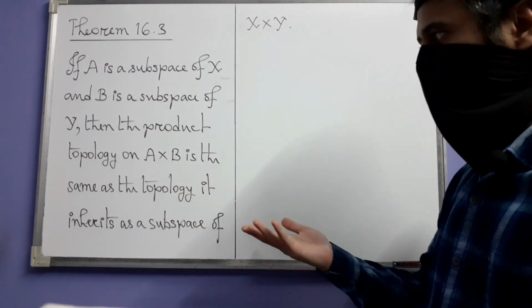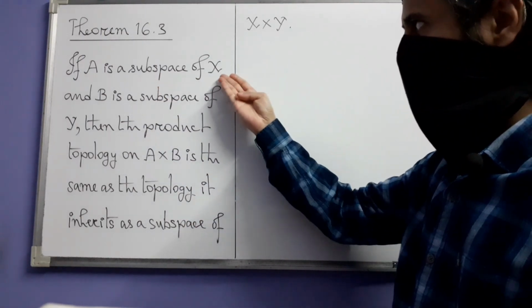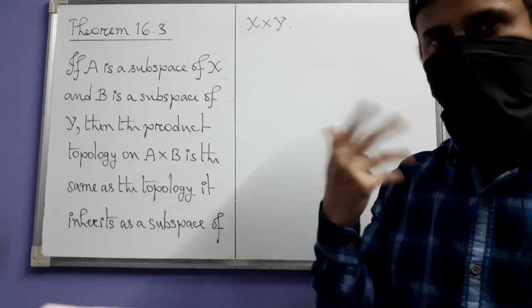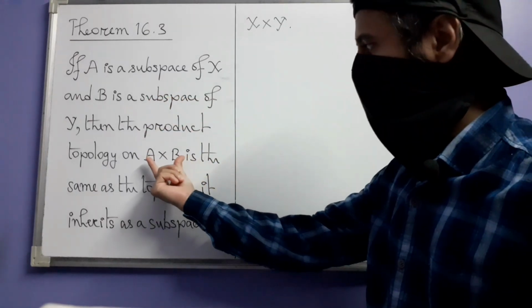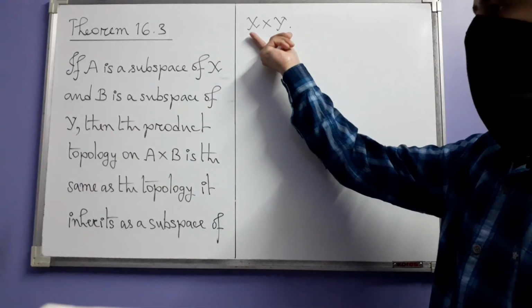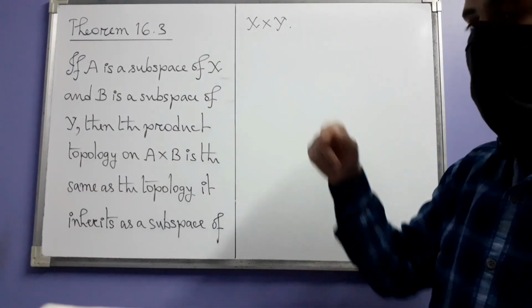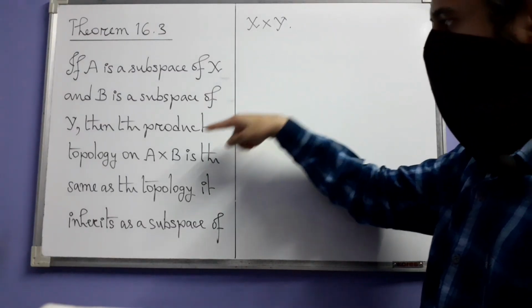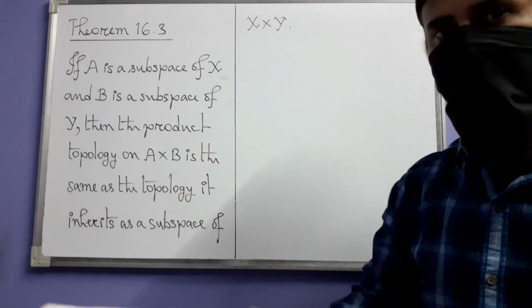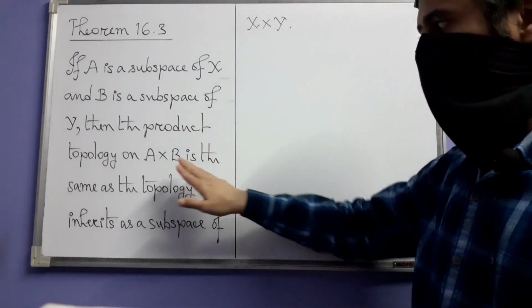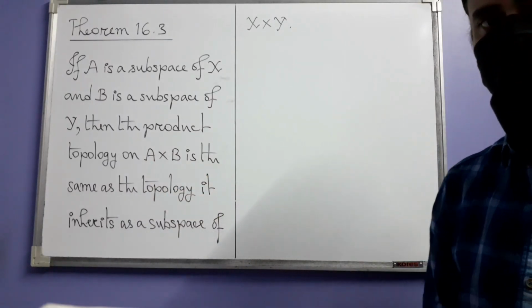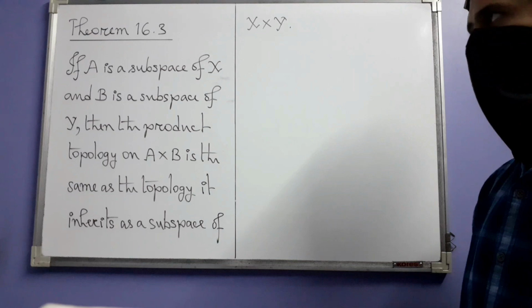But at the same time, because A is a subspace of X and B is a subspace of Y, after all they are subsets. So A times B is a subset of X times Y, but already X times Y has its own product topology from which this subset will inherit a subspace topology. These two topologies on A times B are the same. That is the claim of this theorem. So let's now see the proof.